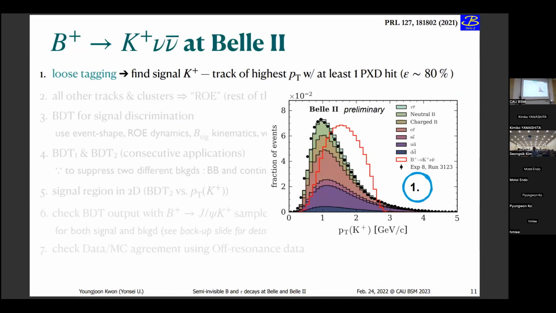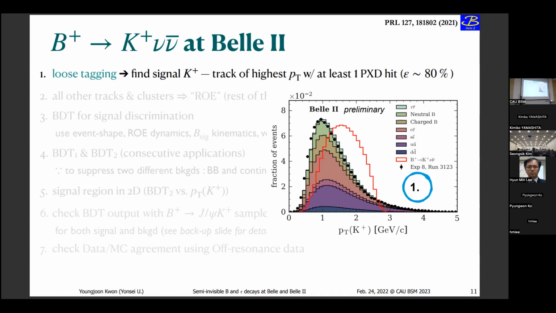So two years ago, Belle 2 published a paper in PRL with a search for B to K nu nu with about, I forgot the number, but like 70 or 80 inverse femtobarn data sample. The idea is that first we make a loose tagging of the partner B. In all Upsilon(4S) events, we have only two B mesons. One is the tagging B, the other is the signal B. So we make tagging of the partner B, but not tightly constraining it, just loosely constraining.